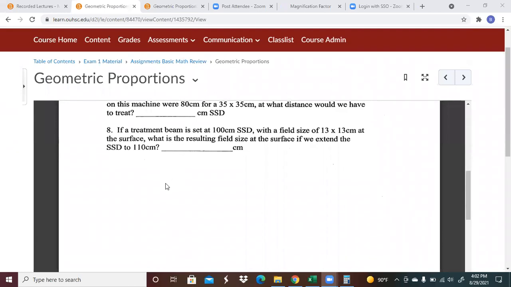All right, so now let's scroll down a little bit. If a treatment beam is set at 100 SSD with a field size of 13 by 13 at the surface, what is the resulting field size at the surface if we extend the distance out to 110?